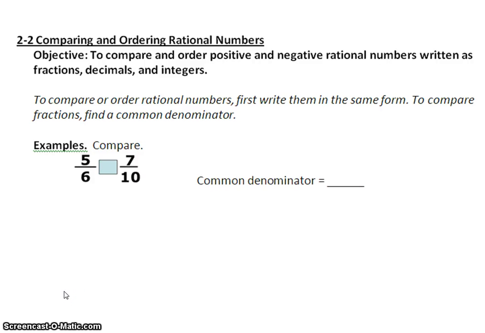Chapter 2, Section 2, Comparing and Ordering Rational Numbers. The objective: to compare and order positive and negative rational numbers written as fractions, decimals, and integers. To compare or order rational numbers, first write them in the same form.